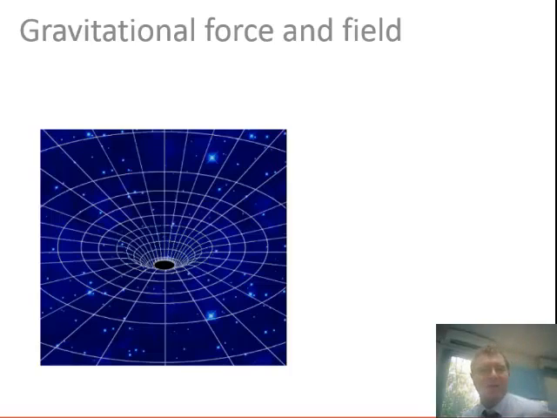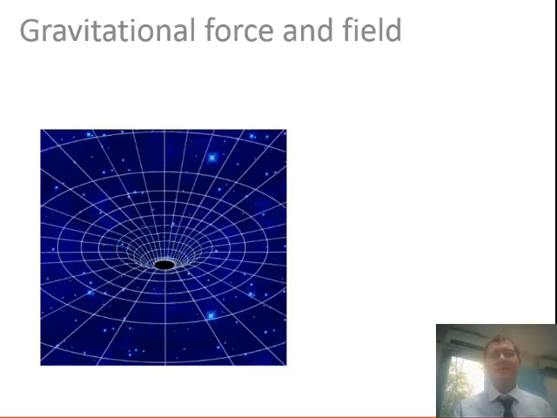Welcome to this session on gravitational force and field. What we see before us is a diagram which helps us appreciate what a gravitational field is. It's an unseen thing which we use as a model to help us appreciate the area in which a gravitational attraction between two objects can take place. So it's basically the zone of influence of gravitational attraction, and that is what we're going to be looking at.